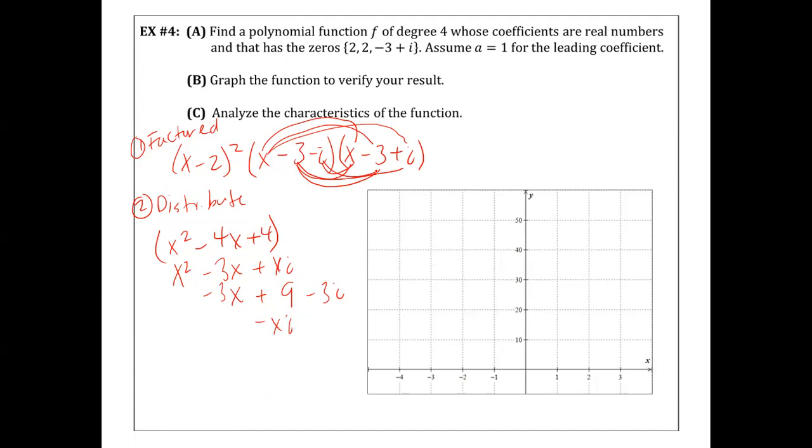Negative i times negative 3 is a negative times a negative, which makes a positive. And negative i times positive i makes, which is what? Negative 1. Remember, i squared equals negative 1.